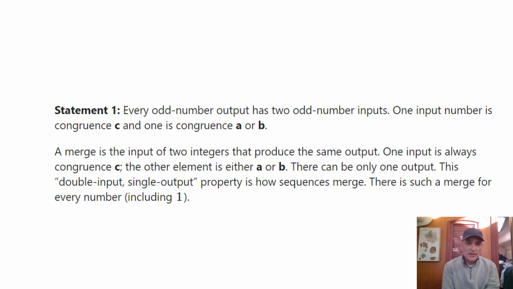And you will find that C and A can merge, or C and B can merge, but A and B cannot. So a merge is the input of two integers that produce the same output. One input is always congruent C, the other element is either A or B, and there can only be one output. So this double input, single output property is how sequences merge. And there is such a merge for every number and even one. And so we'll show that.